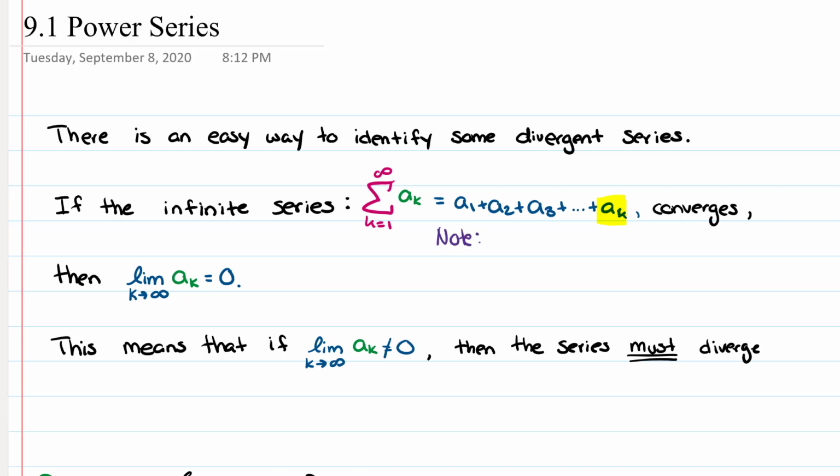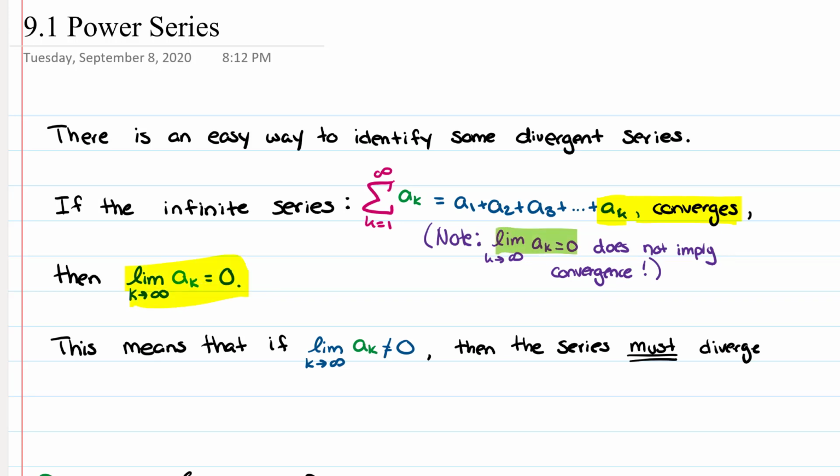So one really important thing to note is that if you get the limit equals 0, that does not necessarily mean that the series will converge. If it converges, then the limit will equal 0. So it matters the order. If you have the fact that it converges, then you get it equals 0. If it equals 0, that does not mean that it's going to converge.